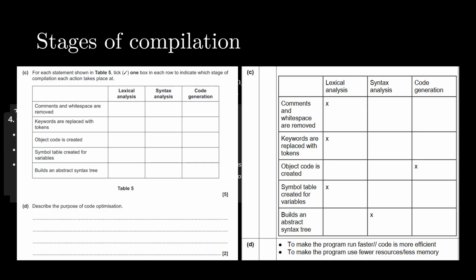These are the answers. So in lexical analysis, comments and white spaces are removed, keywords are replaced with tokens, and the symbol table is created for variables. Syntax analysis builds an abstract syntax tree, that's kind of in the name, and then code generation creates the object code. That's also sort of self-evident. Also, the purpose of code optimization is pretty self-obvious as well. It just makes the code more efficient, makes the program run faster, and makes the program use less memory.